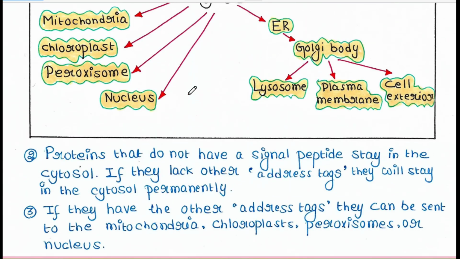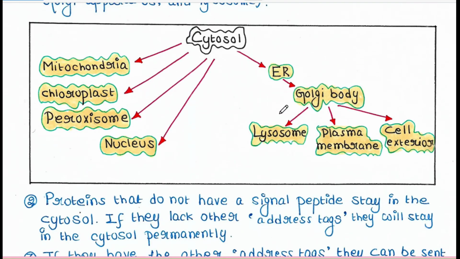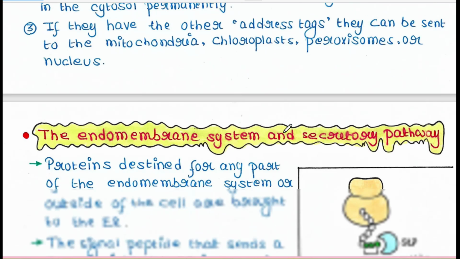So, what about those whose destination is the plasma membrane or cell exterior? We'll see everything. First, we will talk about the endomembrane system and secretory pathway. Endomembrane system means this pathway: cytosol, ER, Golgi body and lysosome. So first we will talk about it.